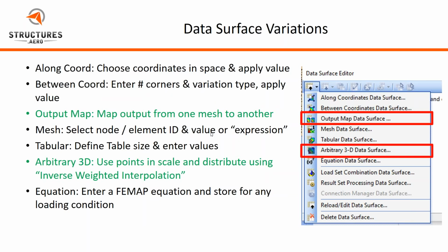There's a few options when creating data surfaces. The two we're going to highlight today are an output map data surface, which allows you to take output from one mesh and then apply that load to another mesh. And an arbitrary 3D data surface, which takes a point in space and a value, and it uses that to distribute the load using an inverse weighted interpolation method.